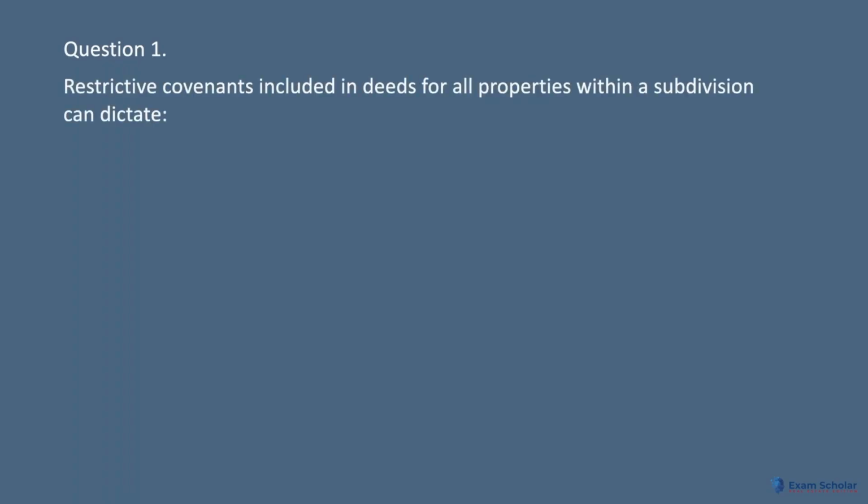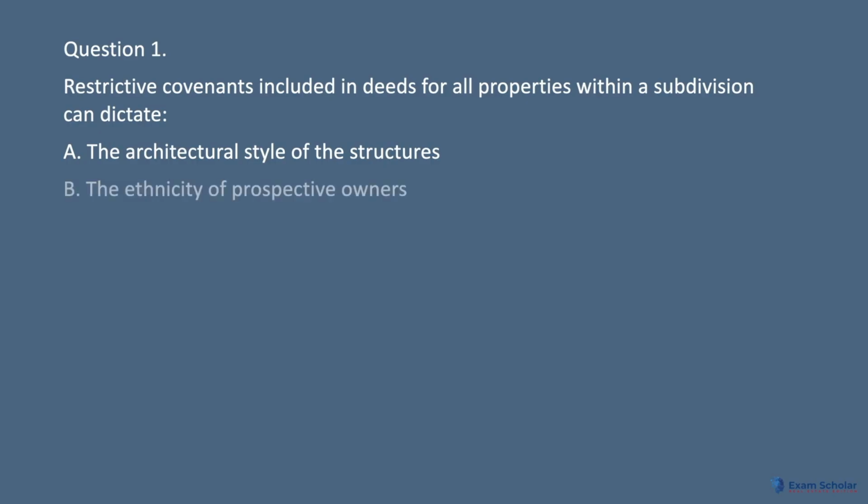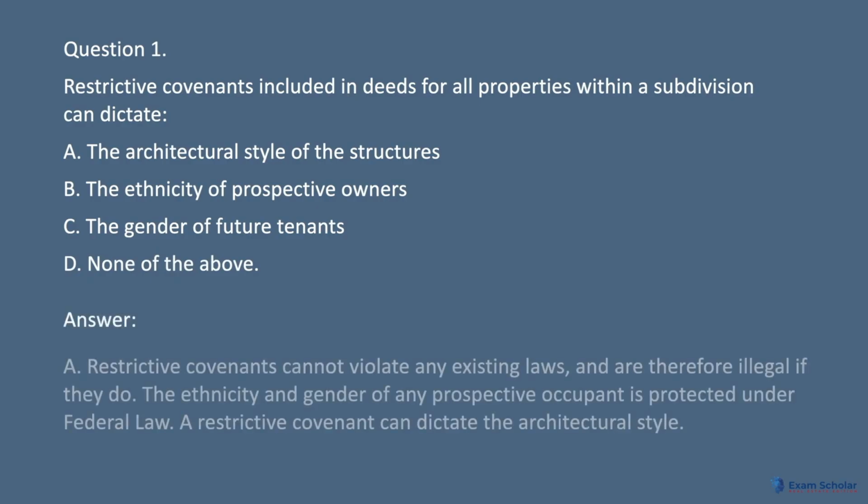Question 1. Restrictive covenants included in deeds for all properties within a subdivision can dictate A. The architectural style of the structures. B. The ethnicity of prospective owners. C. The gender of future tenants. D. None of the above. Answer. A. Restrictive covenants cannot violate any existing laws, and are therefore illegal if they do. The ethnicity and gender of any prospective occupant is protected under federal law. A restrictive covenant can dictate the architectural style.